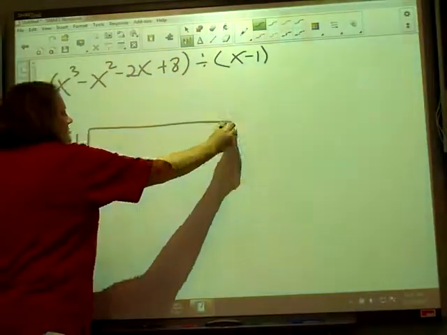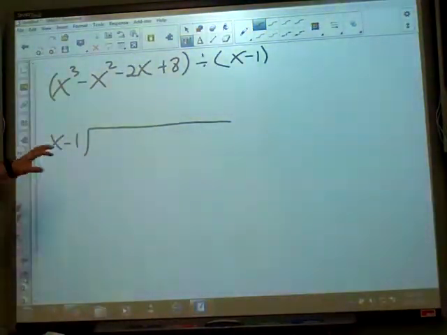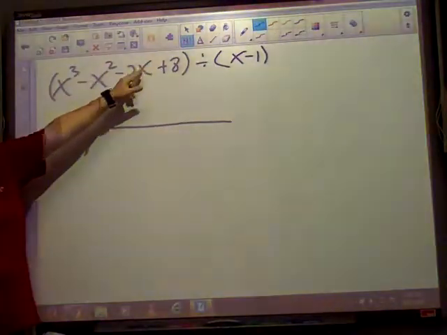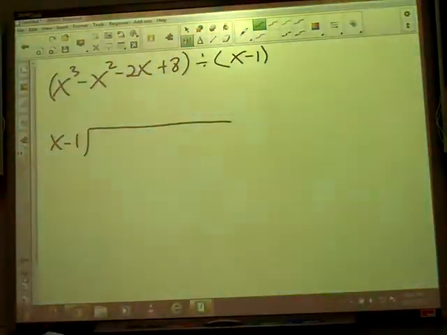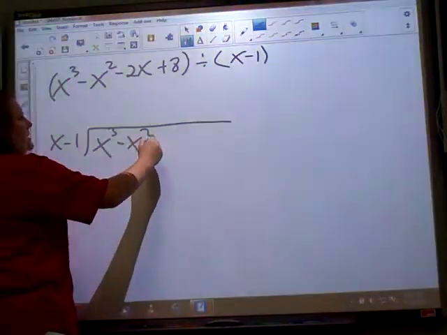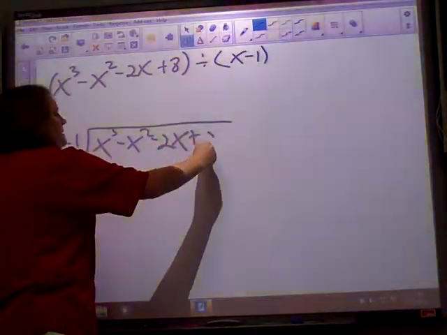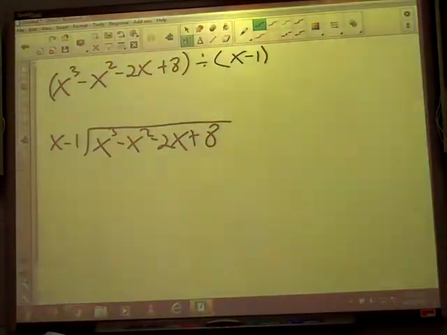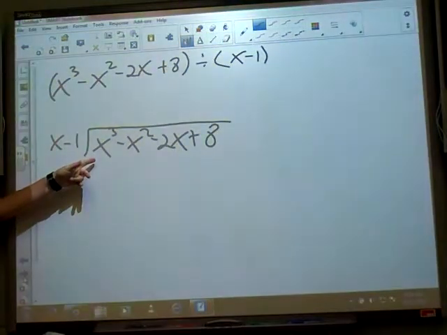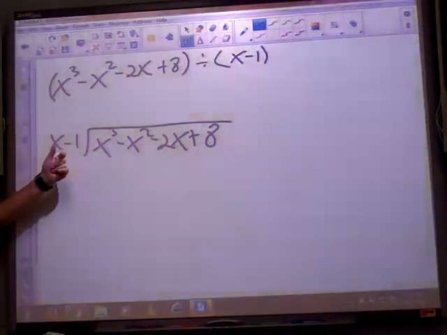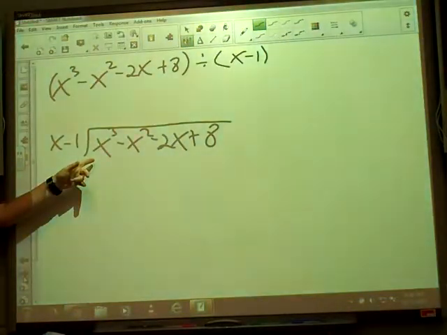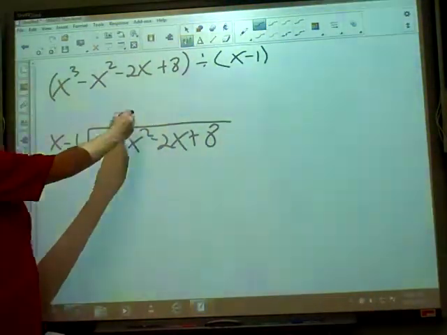Do I have any place where I'm going to have to put zeros inside my box? No. Trevor's correct. I got 3, 2, 1 constants, so they're all there, so I don't need any zeros. So x cubed minus x squared minus 2x plus 8. Alright, first term. X squared, very good, Stephen. The question is, x times what is x cubed? He said x squared.